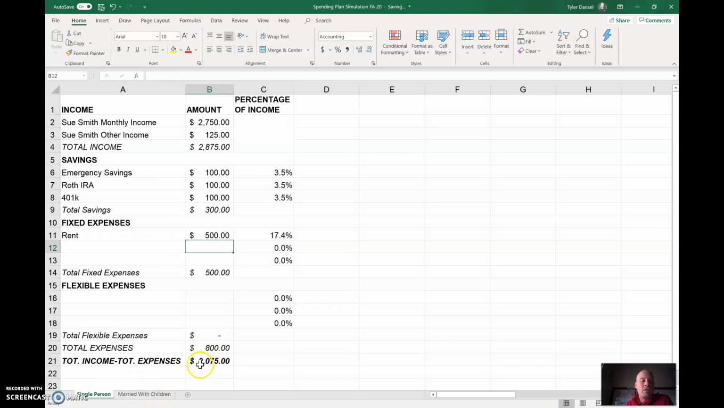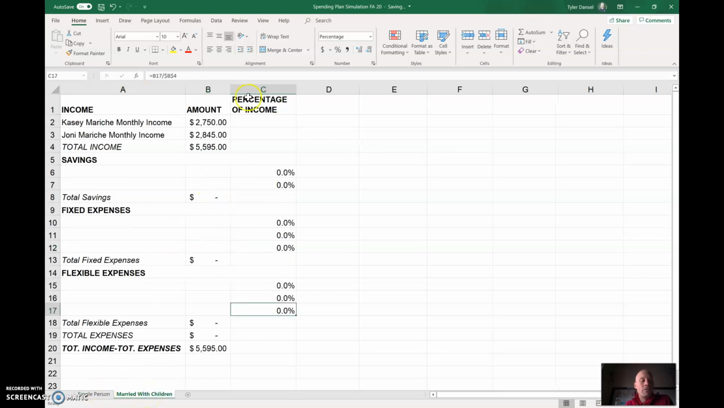And again, the total income minus total expenses number must be 0 when you are done. It has to be 0. All of her money has to be accounted for in some way. If you think you've got all of the expenses that she would use and you still have money here, save it. Add it to savings. You want to try to save as much as possible. Again, don't forget to do both sheets, single person and the married with children.